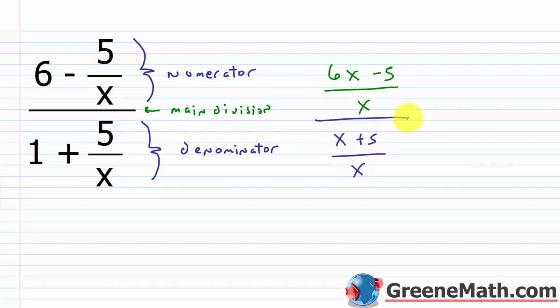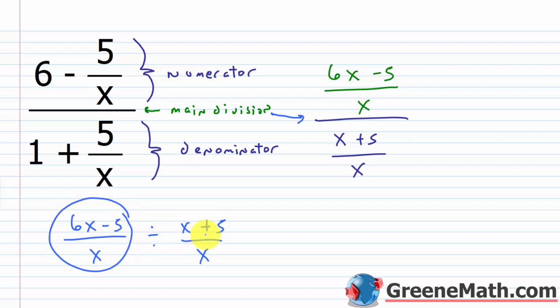So essentially, because this is the main division, again, I've already labeled that, you could really write this as 6x minus 5 over x divided by x plus 5 over x. So that makes it crystal clear what you need to do. You need to take this guy right here and multiply it by the reciprocal of this guy right here, okay?